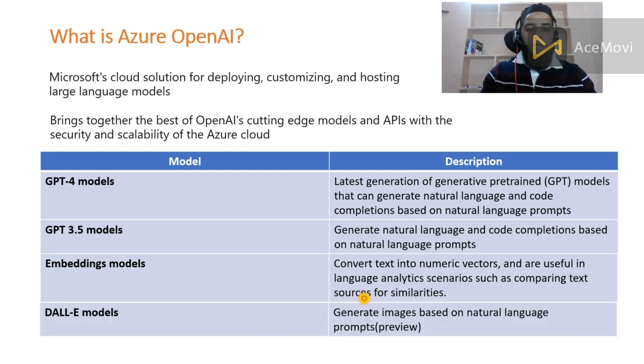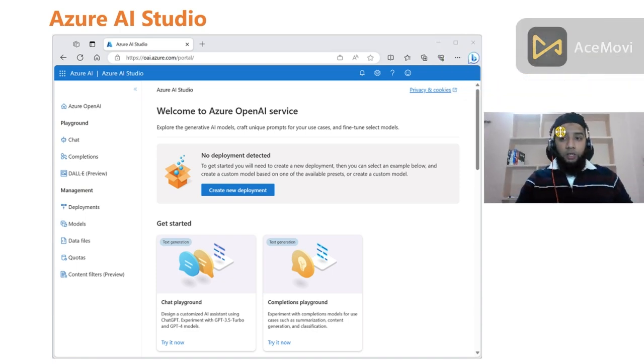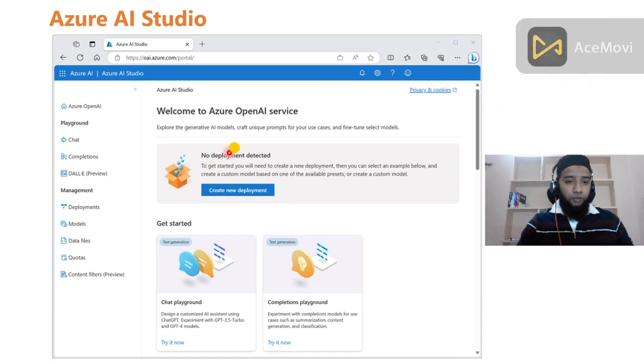Okay, and then you've got DALL-E models, which generate images based on natural language prompts, and it's in preview right now. Okay, so here is Azure AI Studio's screenshot for you. This is how Azure AI Studio looks, where you can deploy your model, host your model, and you can access chat playground and completions playground as well.